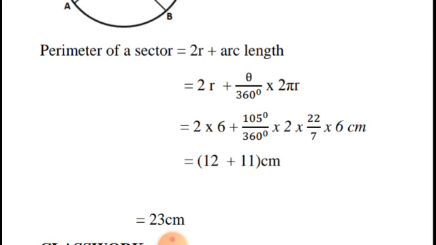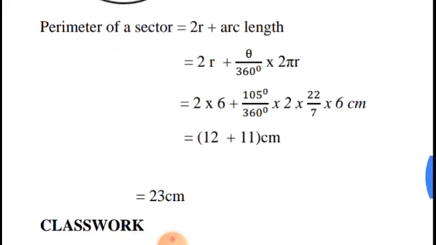So today we have been able to look at how to calculate the length of an arc. We have also looked at an example under that. Moreover, we have been able to learn how to calculate the perimeter of a sector, and we have also looked at one example under that. Now it is time for classwork.